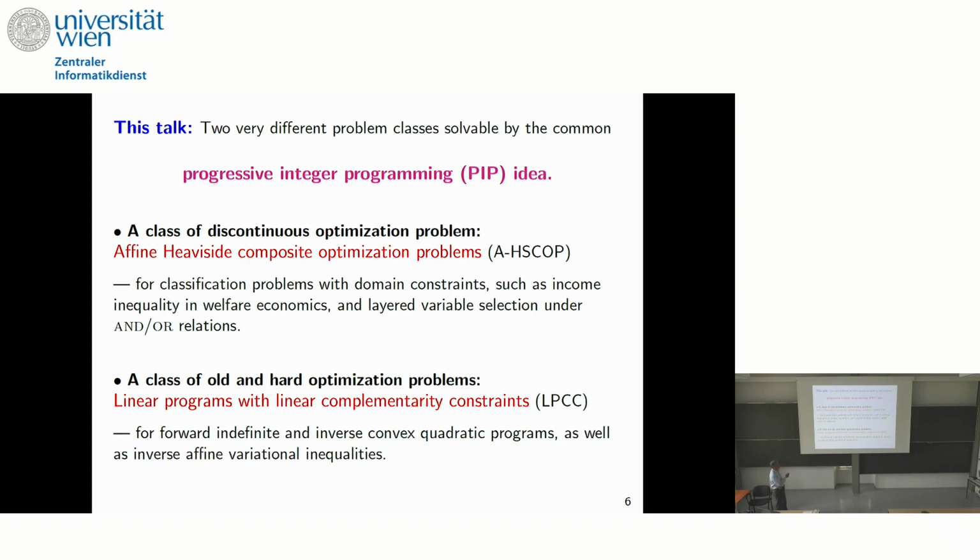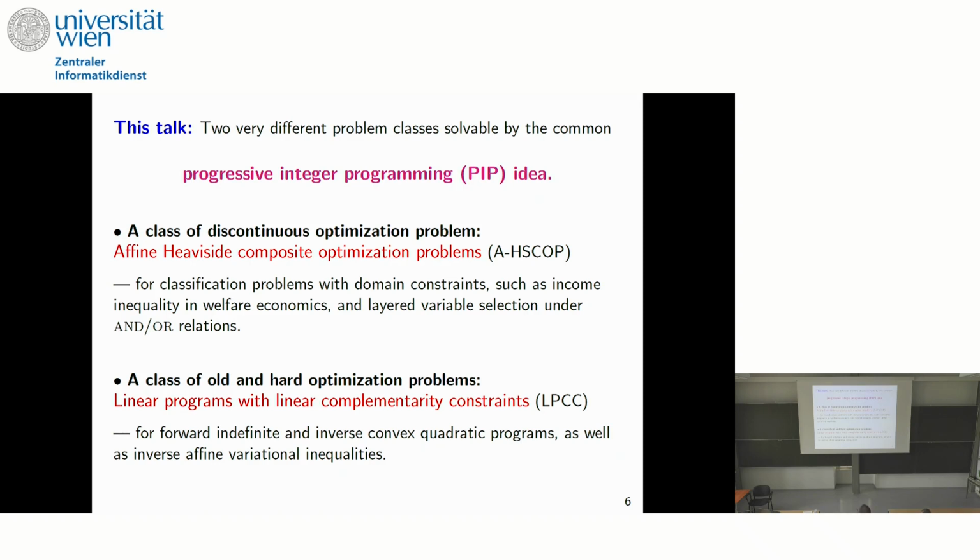Okay, so there are very different classes of problems. The first one is the Heaviside discontinuous optimization problems, because they involve the Heaviside functions. And I want to focus on the case of affine Heaviside composite optimization. This has applications in classification problems, and then you can also have domain constraints. In welfare economics, you get some kind of income inequality, and that also gives rise to the Heaviside. And also the so-called variable selection under this kind of logical relations. So this is one class of problems, discontinuous.